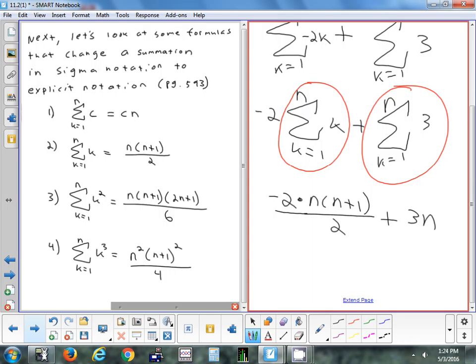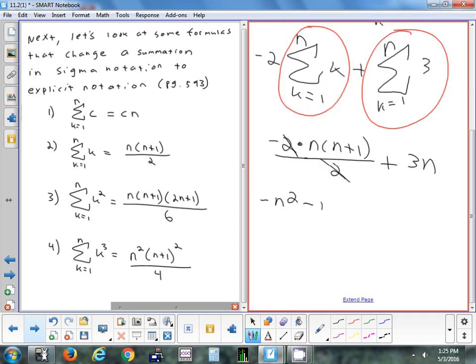Before I do this, anything I can cancel out? Yep. Can cancel those. So now I need to distribute a negative n. What's negative n times n? What's negative n times 1? Negative n. Plus, what do I still have on the end? 3n. So what's my final answer? Perfect.